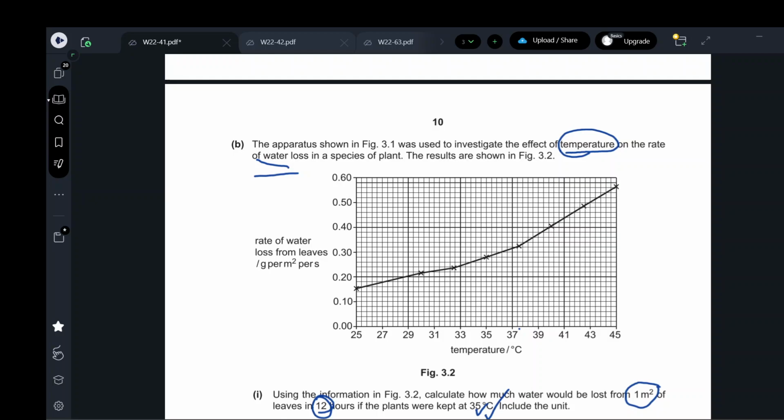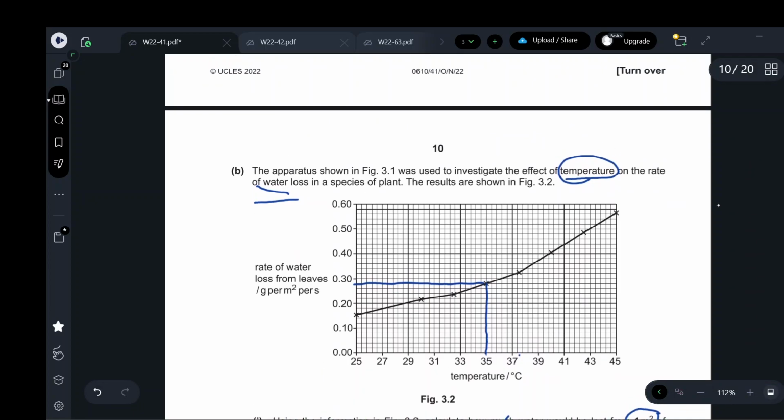Careful, this is a combo math question. At 35 degrees Celsius, here I will go up and then go left. Okay. How much is it? It is 0.28. 0.28 per second. Okay, I want to know how much water was lost in 12 hours.